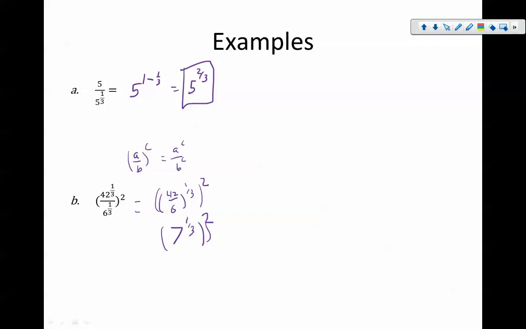I can then do power of a power, which is 1/3 times 2, and get 7 to the 2/3. So on this last one, I used a little bit of a trick. I did the quotient property in reverse. Since the exponents were the same, I pulled it outside of the parentheses, and then I divided, and then I did the power property to finish simplifying.